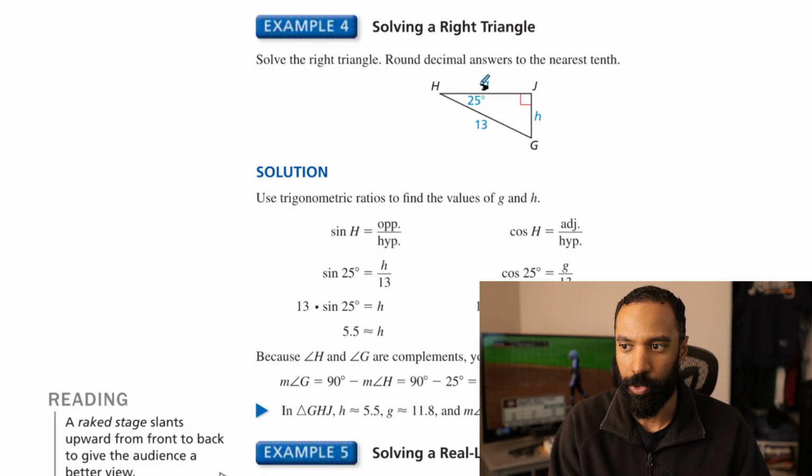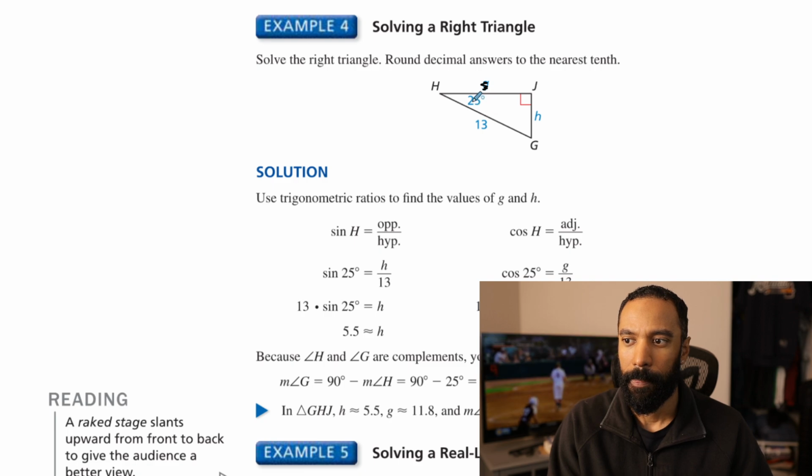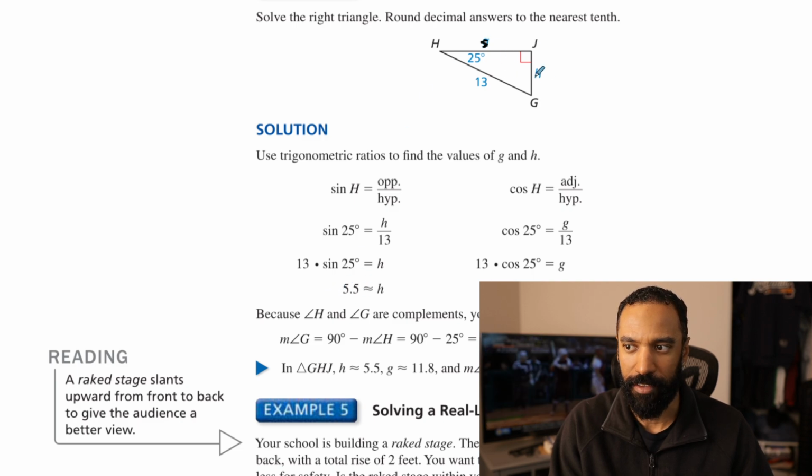If I want to find h, ignore g for a second. If I want to find h, I can use opposite over hypotenuse. I can use sine. The sine of 25 is h over 13, and you multiply both sides by 13 to get 13 times sine of 25, which is 5.5. So this 5.5 goes here.